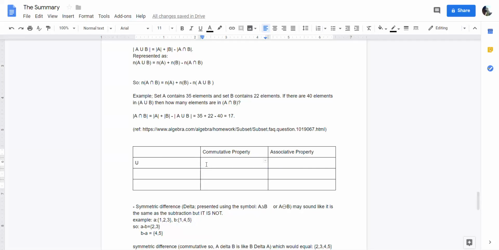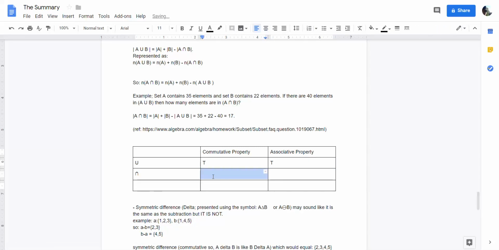So the union, we know this is true. This is true. And then the intersection, we know this is commutative and associative. So for example, A union B is basically the same as B union A. And the associative property, if you have brackets, you can move them about however you want. So this applies for all.